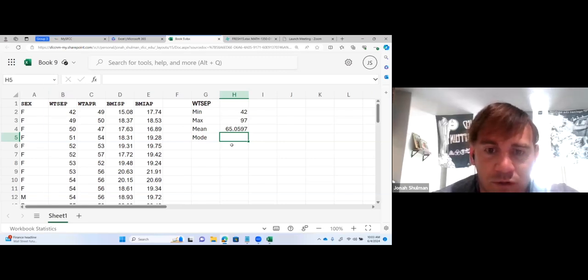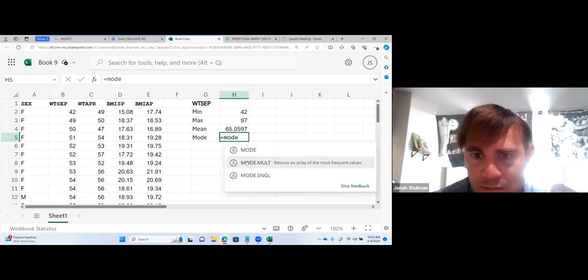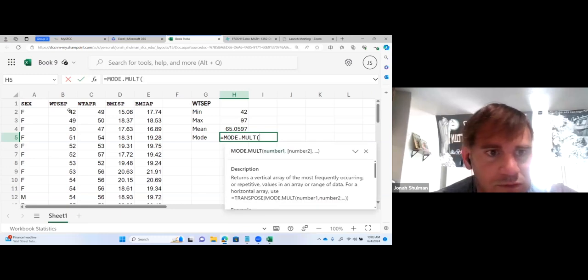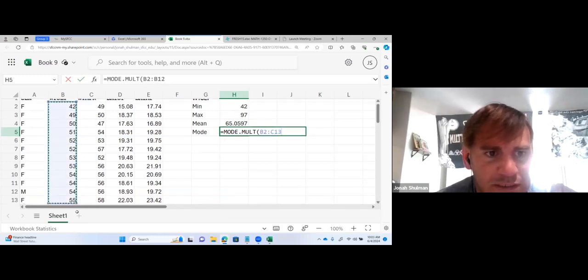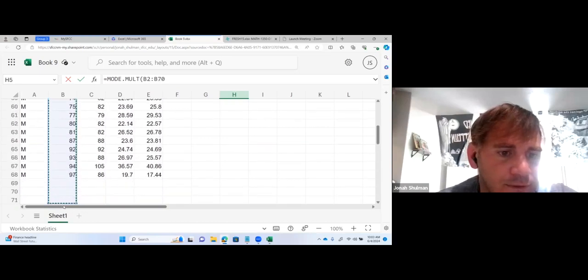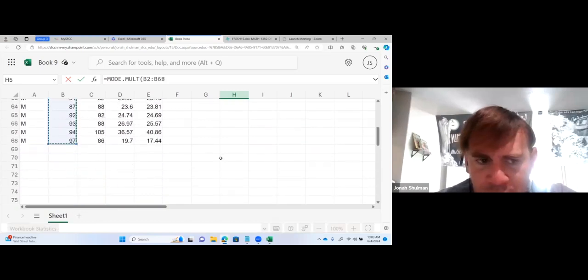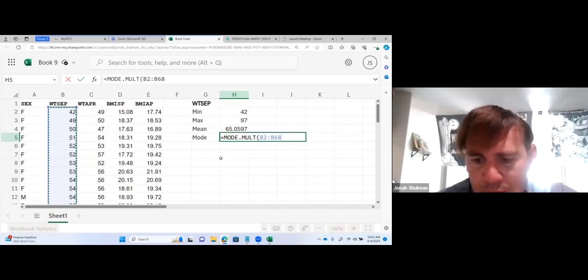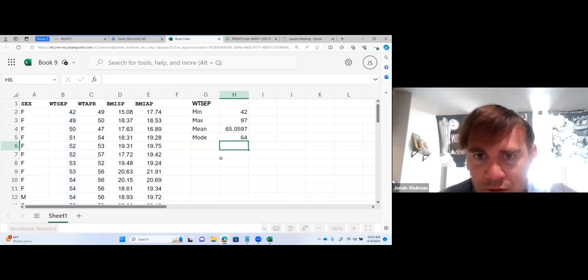So here's another way to do mode. So equal mode, and this is in case there's multiple modes, and I'm just going to highlight all of them. I'm just going to click and drag. It's another way to do it. And then I'll show you a third way to find stuff.